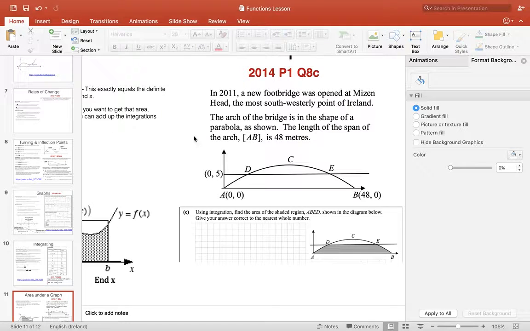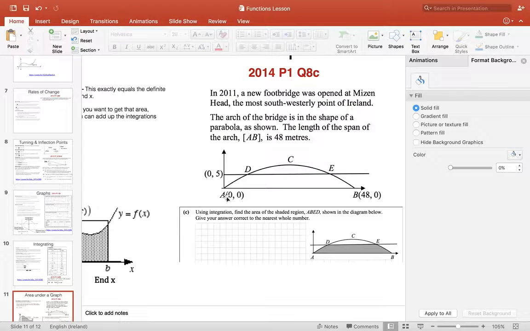This question asks us to get the area under a graph. It tells us about a footbridge, blah, blah, blah. The arc is the shape of a parabola, we can see that. The length of the span of the arc is 48 meters. Sometimes they make things sound more complicated than they really are. All that means is from here to here is 48 meters.